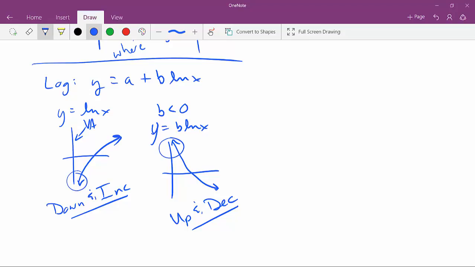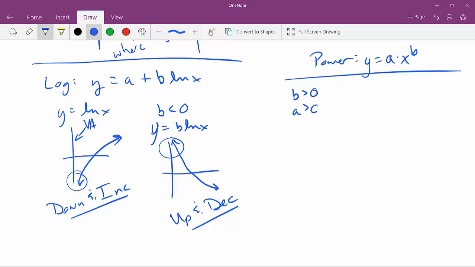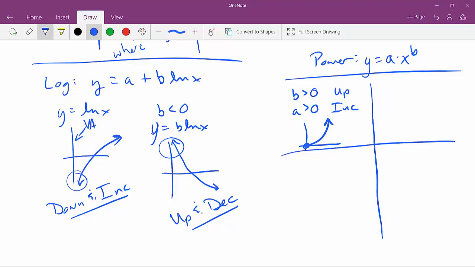Power model is going to be kind of the Swiss Army knife of models. It'll work in several different scenarios. So y equals a times x to the b. First, assuming b is greater than 0 and a is greater than 0, we have a concave up and increasing model. We'll start at the origin, be concave up and increasing. Notice that every one of these power models will go through the origin no matter what.